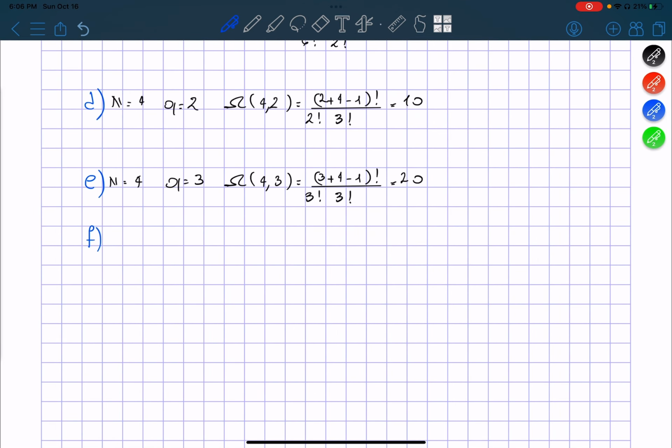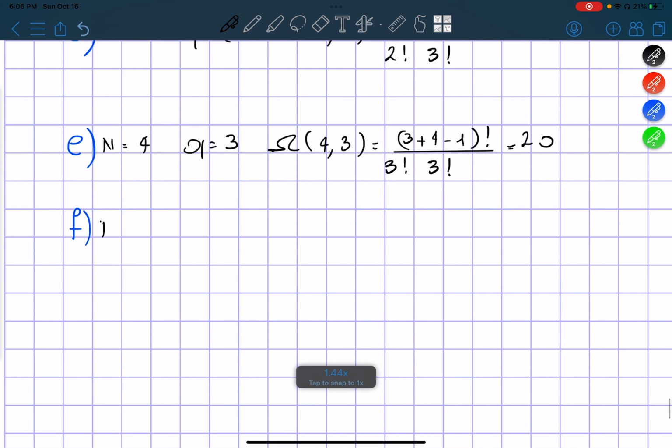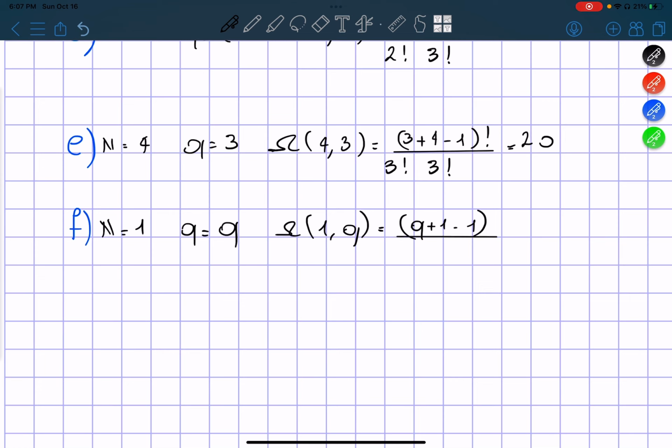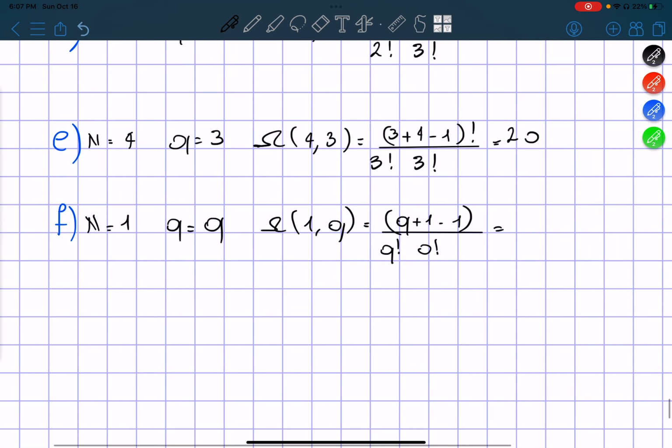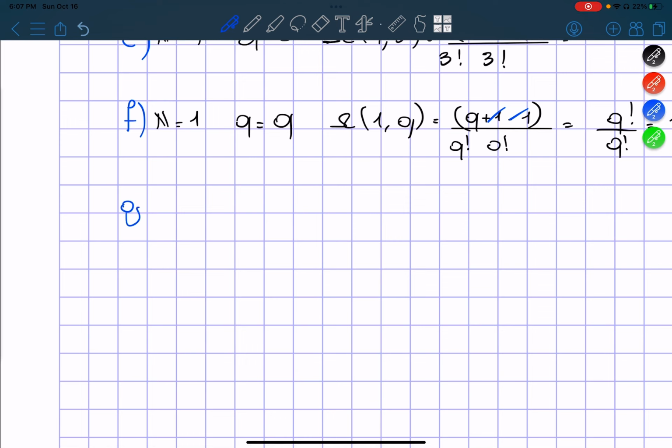For F, we have n equals 1, q equals anything, so I'm just going to call it q. So our multiplicity is going to be 1, comma q, substituting q plus 1 minus 1 factorial, divided by q factorial times 1 minus 1, so 0 factorial, which is just 1. Here we cancel these two. We get q factorial on top divided by q factorial on the bottom, which is simply equal to 1.